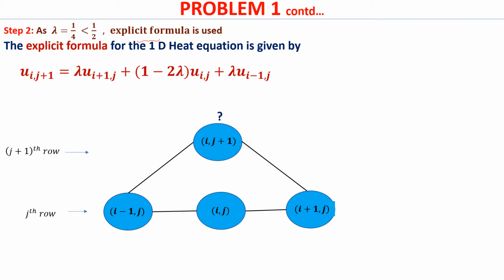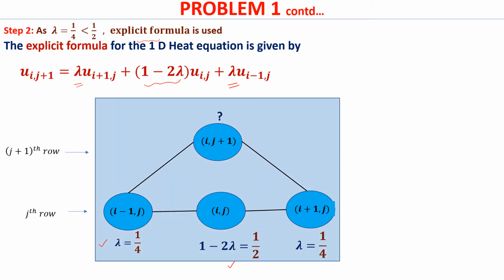Now the first coefficient for u(i-1, j) is lambda. But what's the value of lambda? The value of lambda is 1 by 4. So let us write that as lambda equal to 1 by 4 here. Then what's the next coefficient for ij? It is 1 minus 2 lambda. So I substitute 1 by 4 in place of lambda and get the answer as 1 by 2. Then for u(i+1, j), it is lambda. So lambda here again is equal to 1 by 4. So that completes the diagram.